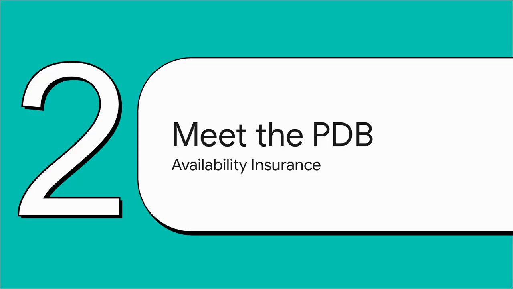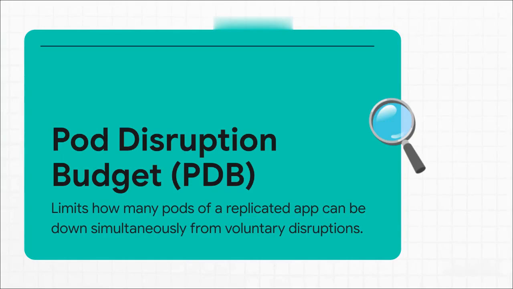It's time to meet the hero of our story, the Pod Disruption Budget. Think of it as a powerful insurance policy for your app's availability, and it's built right into Kubernetes. So what is it, technically? A pod disruption budget is a native Kubernetes feature. Its one and only job is to limit how many of your application's pods can be taken down at the same time during what we call voluntary disruptions. That's just a fancy term for the node drains and updates we've been talking about.